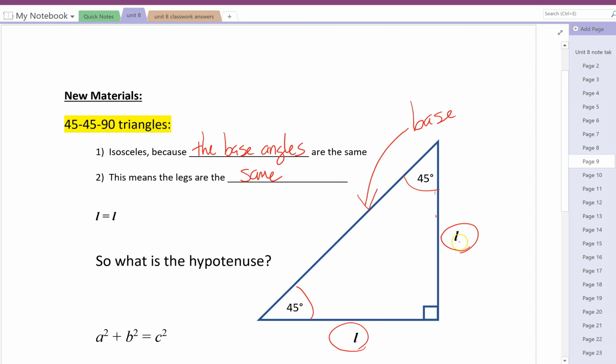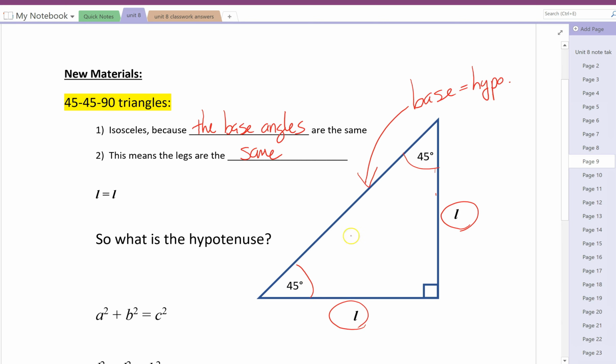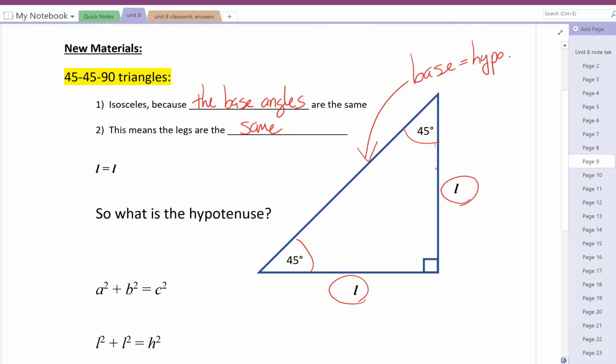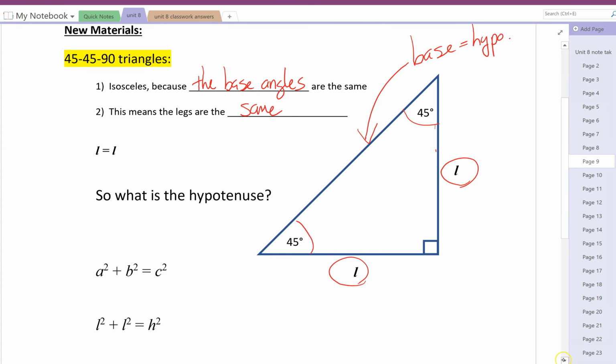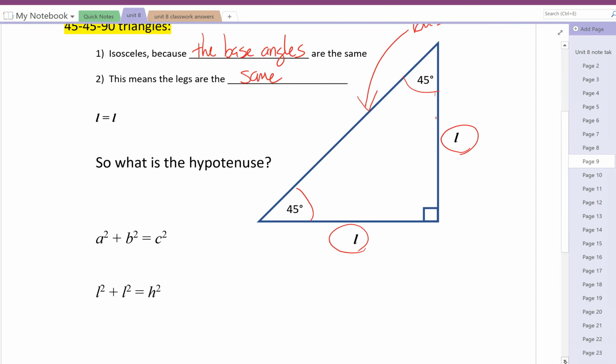Okay, so I'm calling these L for legs. I don't know what number they're equal to yet. I just know that they're the same. Whatever number this one stands for is the same as what this stands for. And then the base is actually going to be the hypotenuse. If I have an isosceles triangle where the 2 base angles are both 45 degrees, the base angles are 45 degrees. This is a special right triangle.